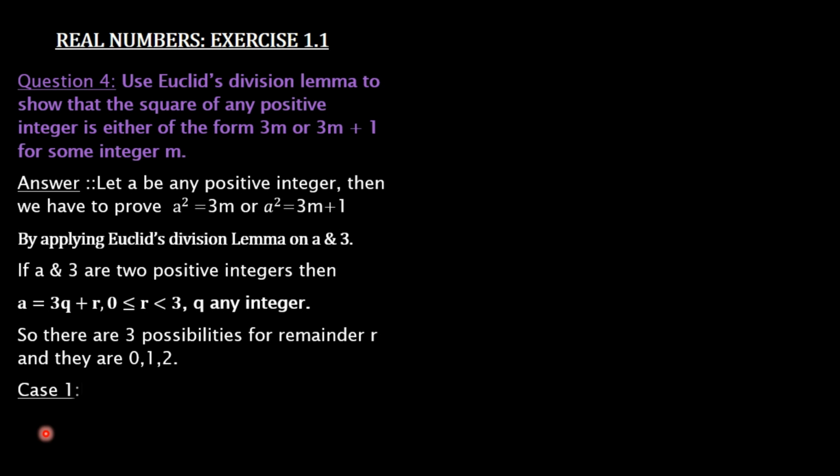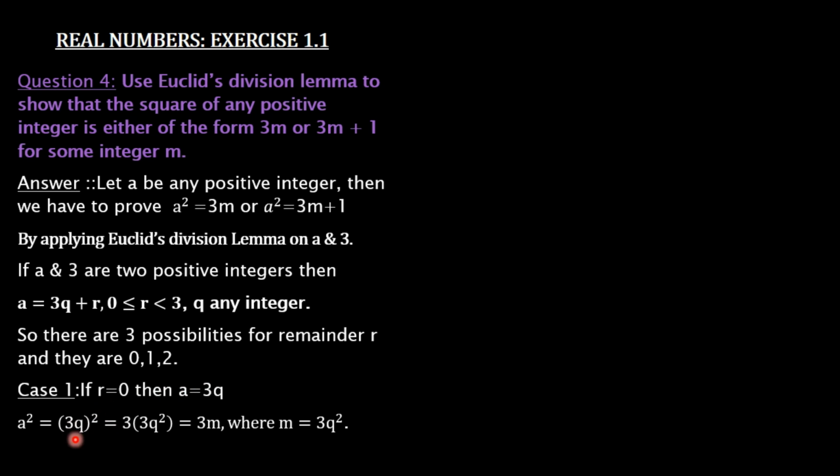Case 1. If r equal to 0, then what is a? a equal to 3q. Then what is a square? (3q) whole square, which is equal to 3 into 3q square, that is 9q square, which can be rewritten as 3 into 3q square, which is equal to 3m, where m equal to 3q square. Since m is any integer, we can choose m as 3q square, so a square equal to 3m.